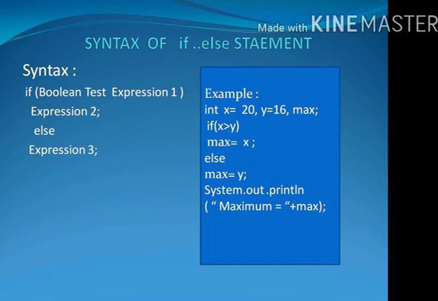Example, int x = 20, y = 16, max; here x, y, max are integer variables. x greater than y is the condition here. If x is greater than y, this condition is satisfied, then max = x. That means the x value is assigned to the variable max. Else max = y. It means the y value is assigned to the variable max.